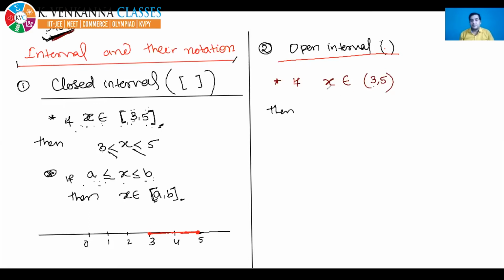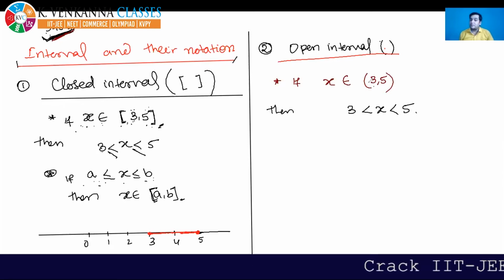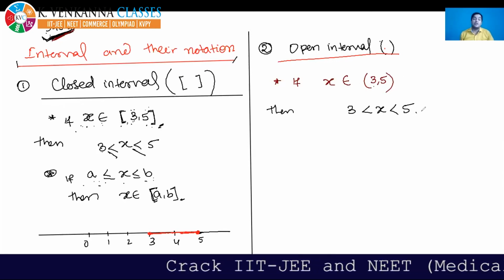Then I will write in inequality notation that x can lie between 3 and 5, but x cannot be equal to 3, so I will not put an equal sign here. x cannot be equal to 5, so I cannot put an equal sign here either. So the meaning of open interval is that x can take values between 3 and 5, but the boundary values are excluded.